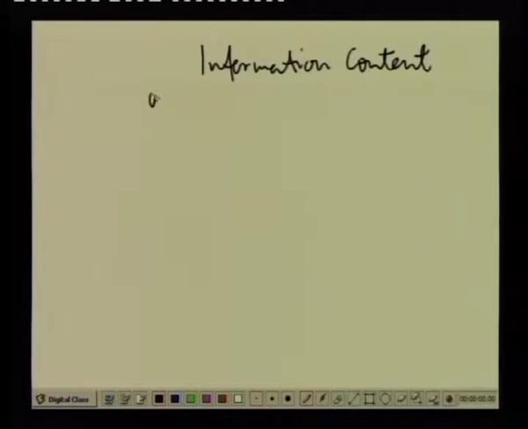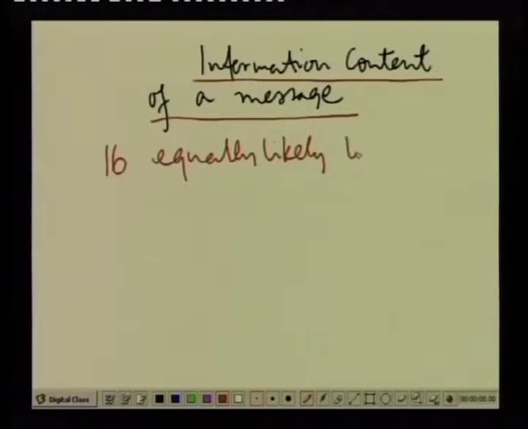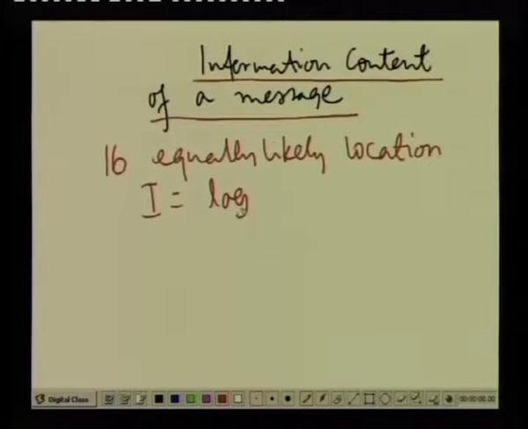the information content of a message. Let us say we have 16 equally likely locations. So, what is the information here? It should be log 16, which is 4, because 2 to the power 4 equals 16.